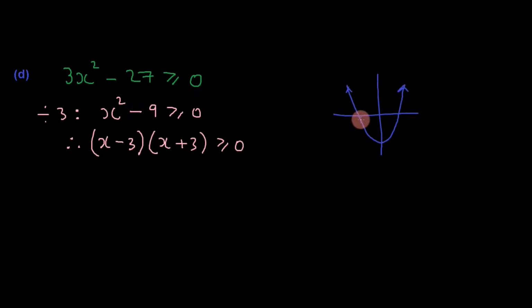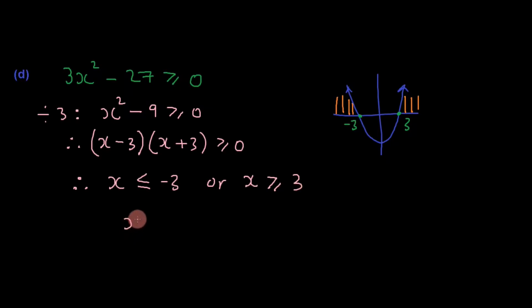So in this case the roots are negative and positive 3. And we want to know where this parabola, y equals x squared minus 9, is either equal to 0 or positive, in other words above the x-axis. So we can see to the left of negative 3 and to the right of positive 3, it rises above the x-axis. So then our answer will be x is less than or equal to negative 3, or x is greater than or equal to positive 3.